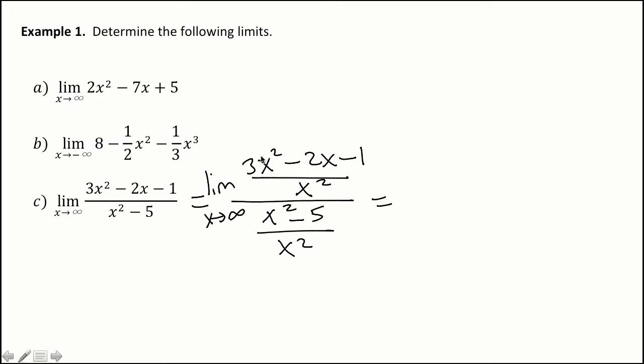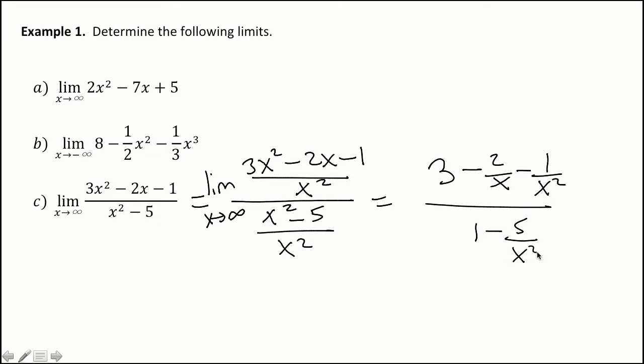Then you're going to distribute. So you're going to get 3x squared over x squared minus 2x over x squared, and so on. So you're going to get 3 for the first part minus 2 over x minus 1 over x squared, over 1 minus 5 over x squared. Okay, then you take the limit. The limit of 3 is just going to be 3. If you make the denominator of this grow bigger and bigger, this is going to dwindle to 0. Same for this, it's going to dwindle to 0. This is going to stay 1. This is going to dwindle to 0. And you're left with 3 minus 0 over 1 minus 0, which is just 3.